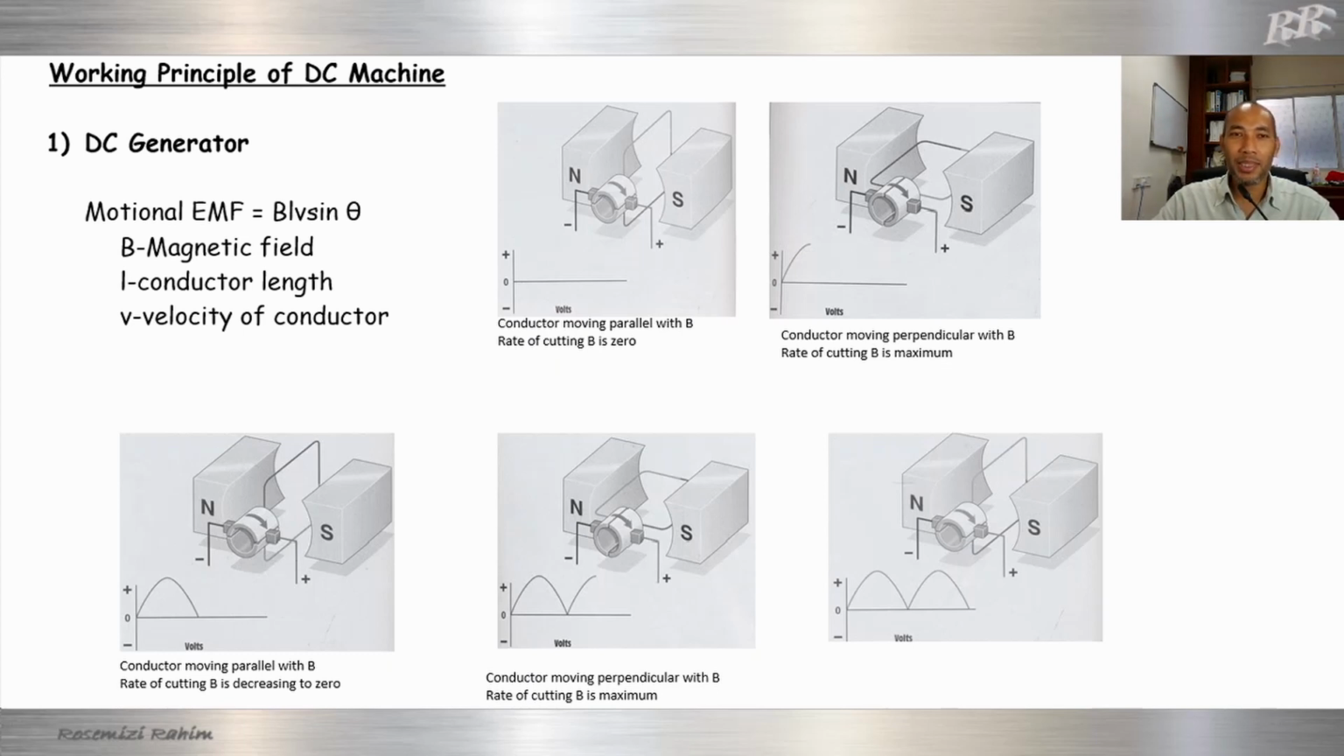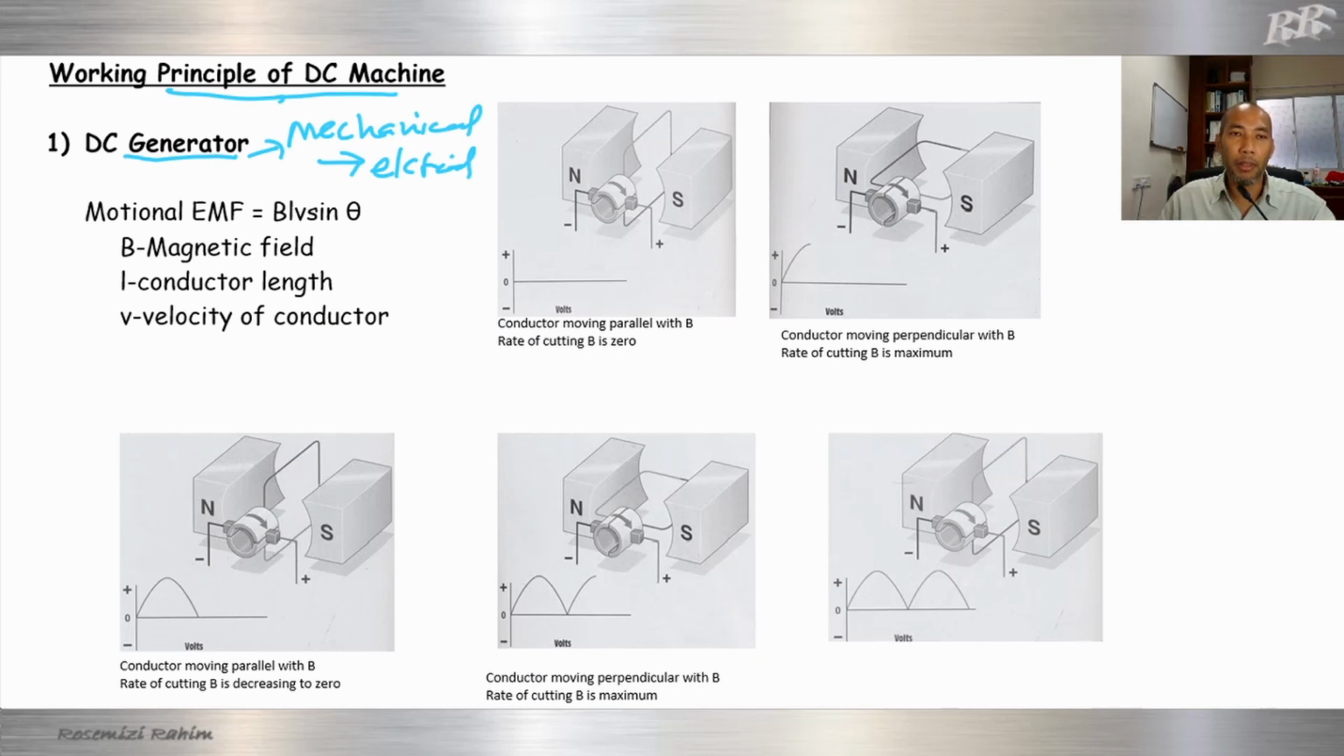In this video I will discuss the working principle of a DC machine. For the first type of DC machine, we will discuss the DC generator, the direct current generator. We will discuss how the generator generates electricity. We know that a generator converts mechanical energy to electrical energy.